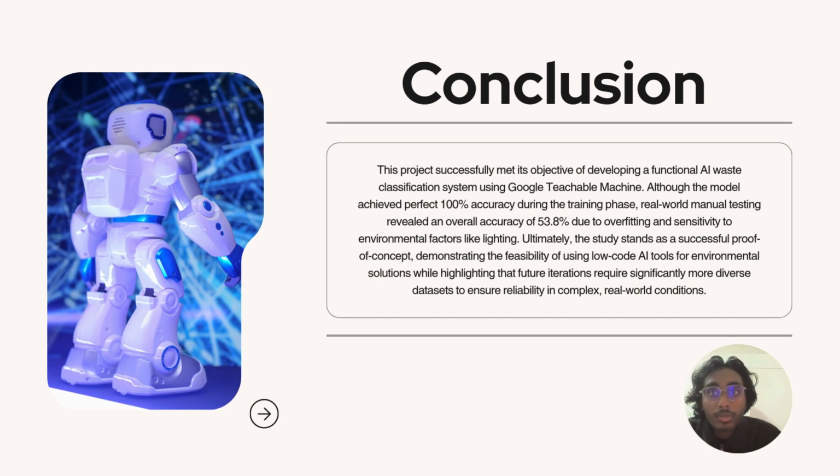Machine. Although the model achieved a perfect 100% accuracy during the training phase, real-world manual testing revealed an overall accuracy of 53.8% due to overfitting and sensitivity to environmental factors like lighting. Ultimately, the study stands as a successful proof of concept, demonstrating the feasibility of using low-code AI tools for environmental solutions while highlighting that future iterations require significantly more diverse datasets to ensure reliability in complex real-world conditions.